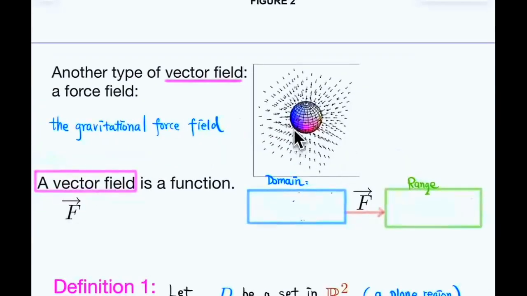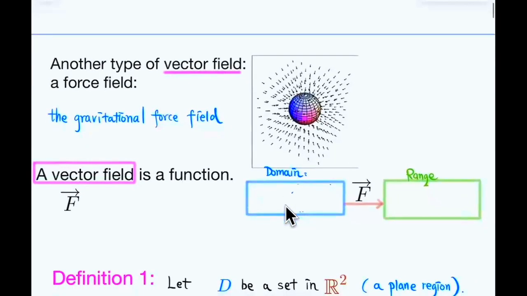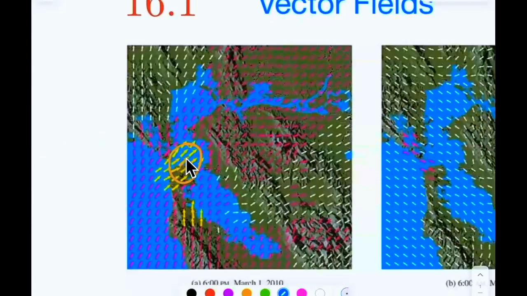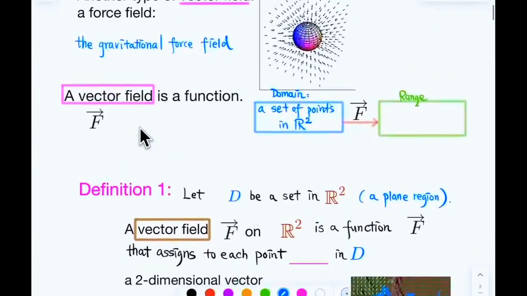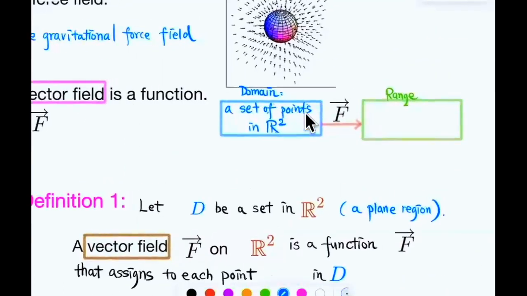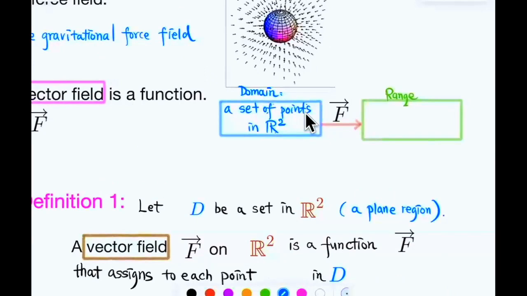So, the domain of a vector field. What's the domain of a vector field? The domain of a vector field could be a set of points in R2. Let's write down. For example, what we had before, remember this one right here. The domain for the vector field is actually every point on this square over here, right? And what is the range for that one? The range of that is a set of vectors in V2.